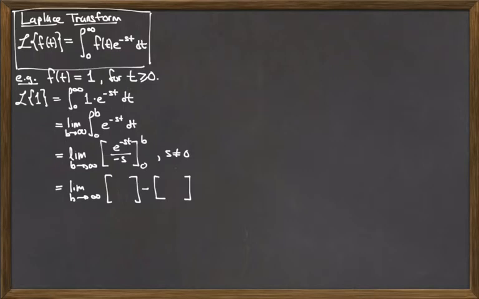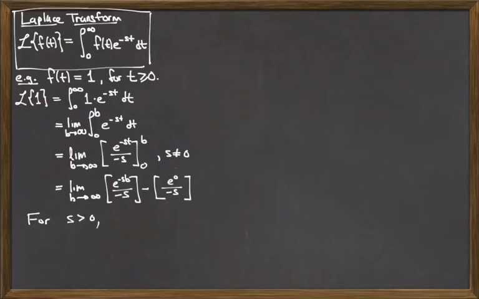Next thing I need to do is apply the fundamental theorem by evaluating my antiderivative at b, and I'll put that expression in there, and then I'll evaluate it at 0 and put that expression in there. Remember, the variable of integration was t, so we're going to evaluate at t equal to b, and then at t equal to 0, so we'll have e to the 0 over minus s.